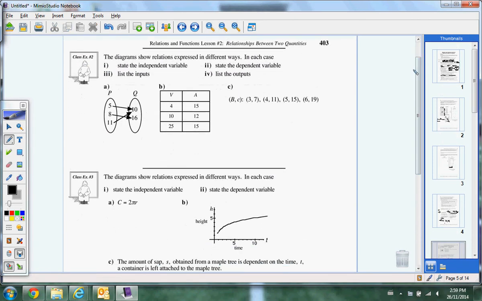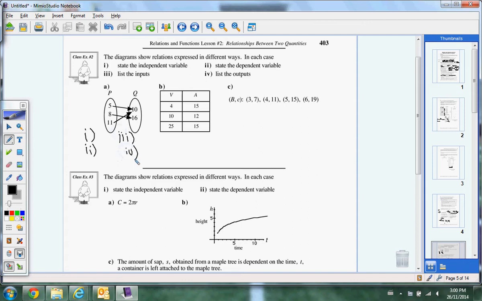All right, so the diagrams show relations expressed in different ways. In each case, 1 states an independent variable, 2 states a dependent variable, 3 lists the inputs, 4 lists the outputs. Okay, so part A. What is my independent variable?